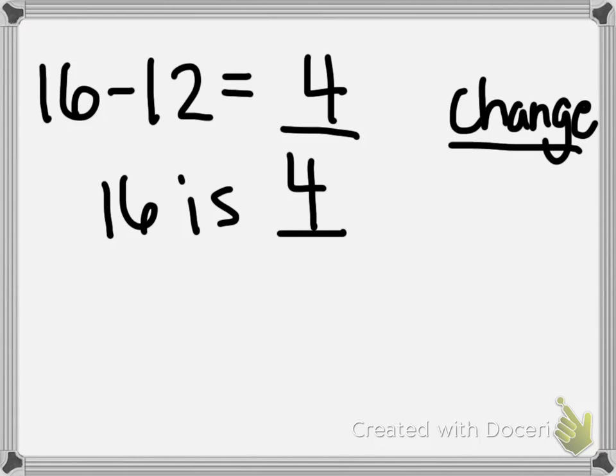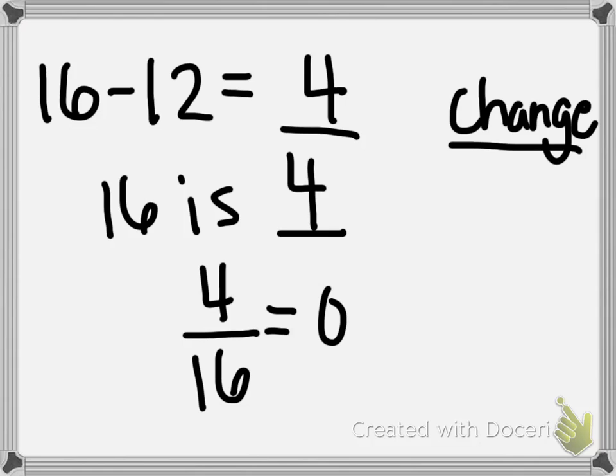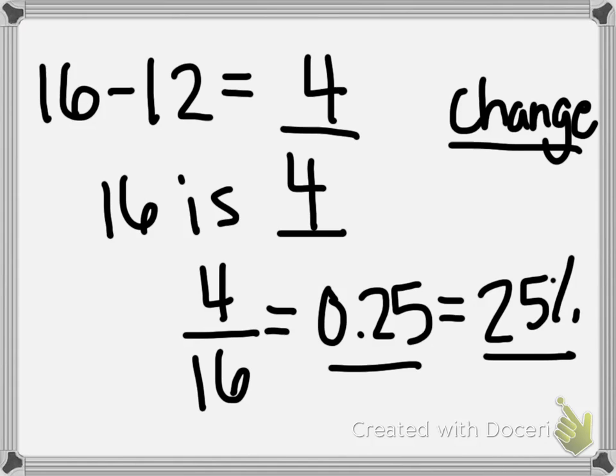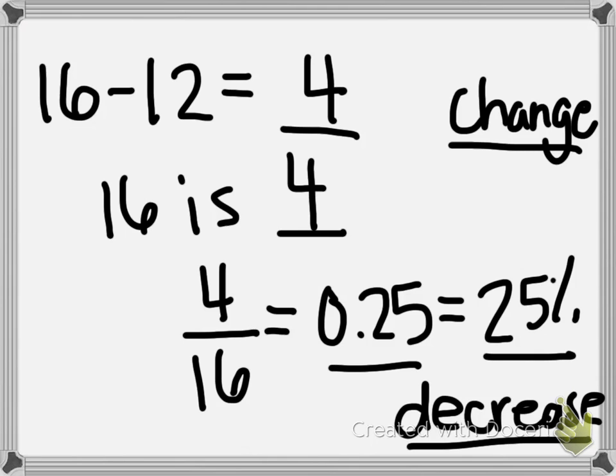So now we're going to take the amount of decrease, which was 4 over 16, and we're going to convert that to a decimal, which if you put in your calculator, you should get 0.25, which we know is 25% change. Now, if the number goes from 16 down to 12, that is a decrease. If it were going up, it would be an increase. I want you to check it out, number 1 on your own, and when you're done, push play.